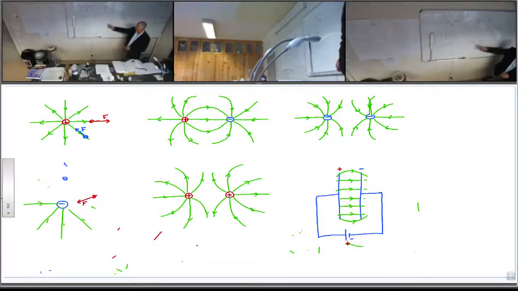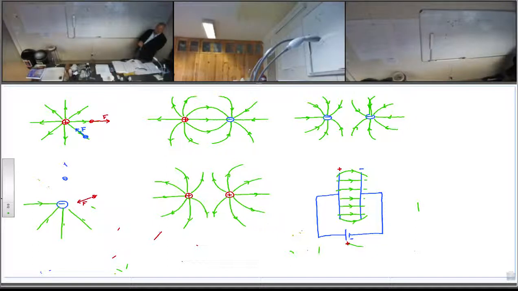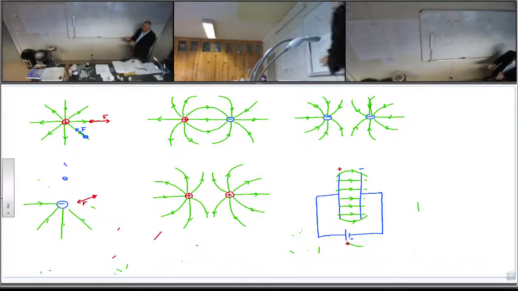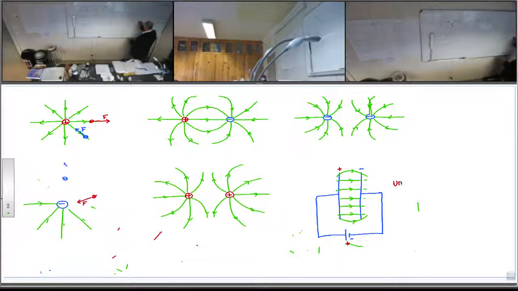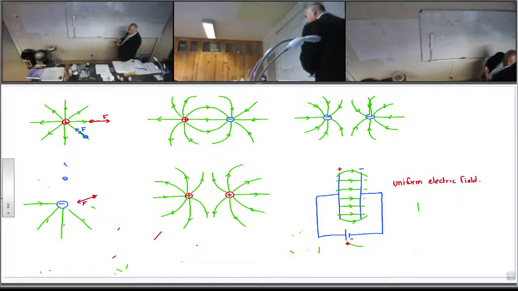Okay. So what can you tell me about the field here? Weak. Okay. Almost no field. But over there, you've got a strong field. Now, where's the field strongest here? What can you tell me about the field? It's the same everywhere. So yes, for the first time, you have what we would call a uniform or constant electric field. That's important.